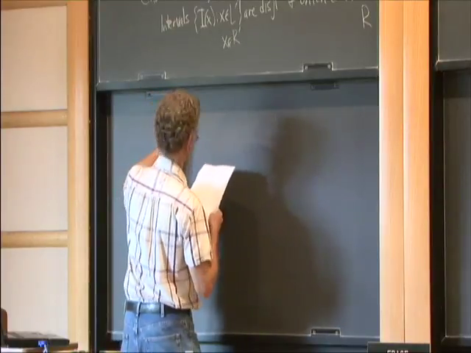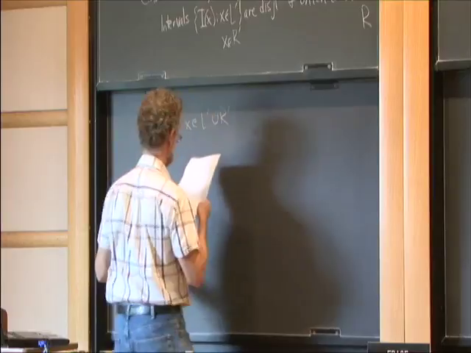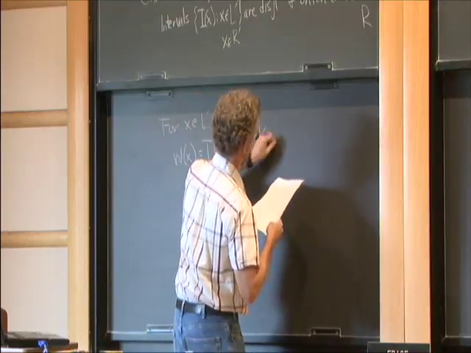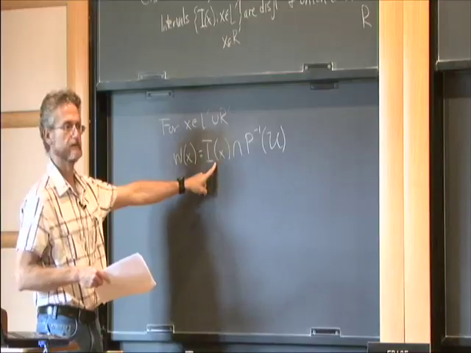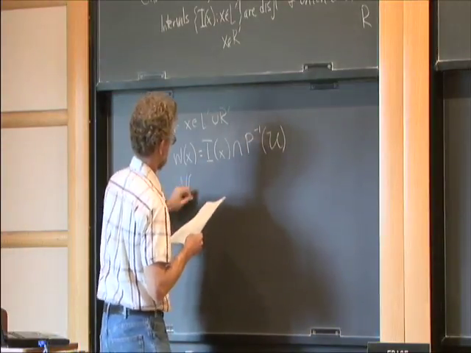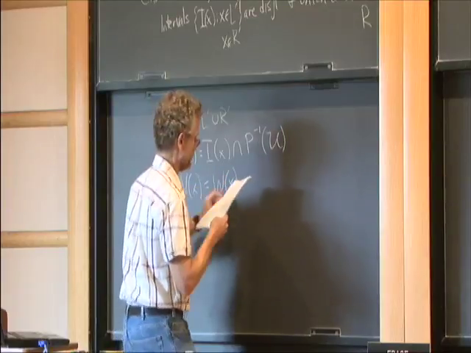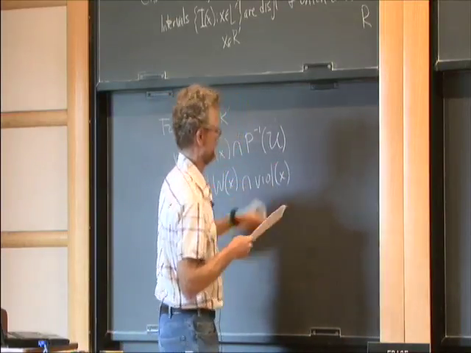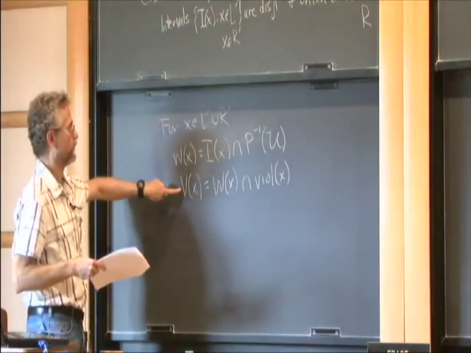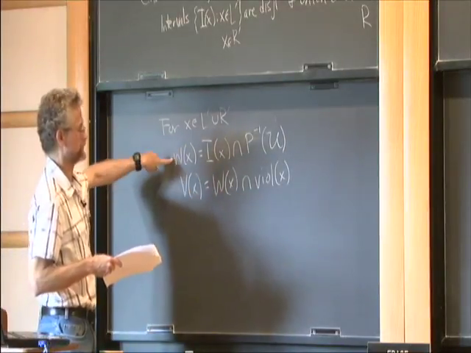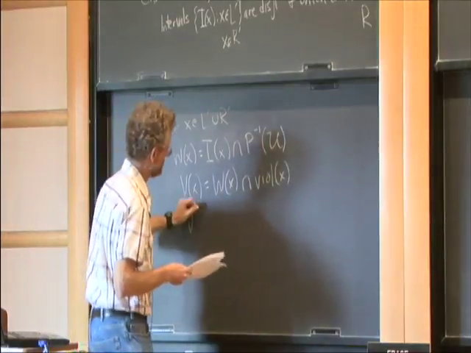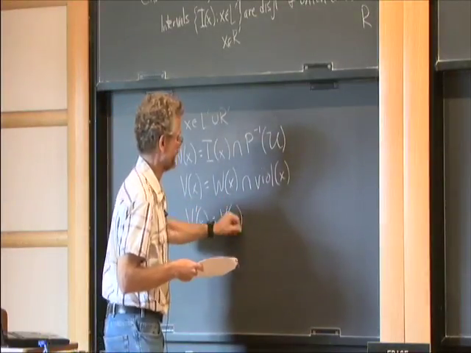So for X in L prime union R prime, I need some definitions. W of X is just that part of I of X, the interval of X, whose points actually lie in U. And V of X is those points in W of X which are actually in violation with X. I didn't define that set, but it's those points that are in violation with X. And remember, the whole reason why we chose this was that V of X was large compared to W of X. It's at least mu times this plus the width. Now V prime of X is what you get by taking V of X.